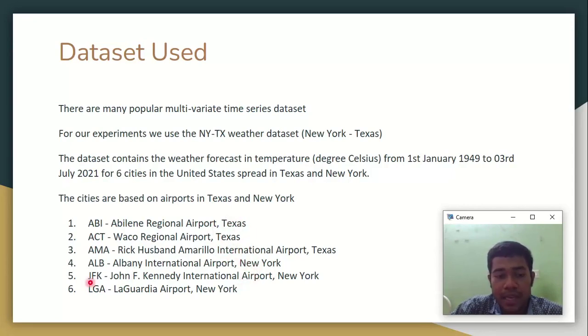So for example, let's say ALB and JFK, they both belong to New York. So any sudden change in the weather of ALB will be a premonition of a change which will happen in JFK, because both are located in New York, whereas any change in ALB may not actually imply that there'll be a change in weather or in temperature drastically in either of ABI, ACT, or AMA. So this is really important to note.